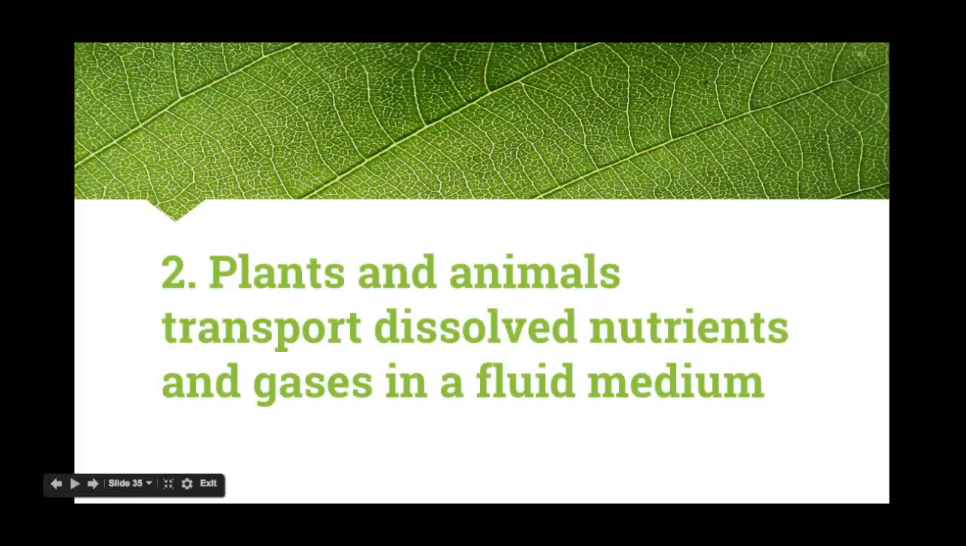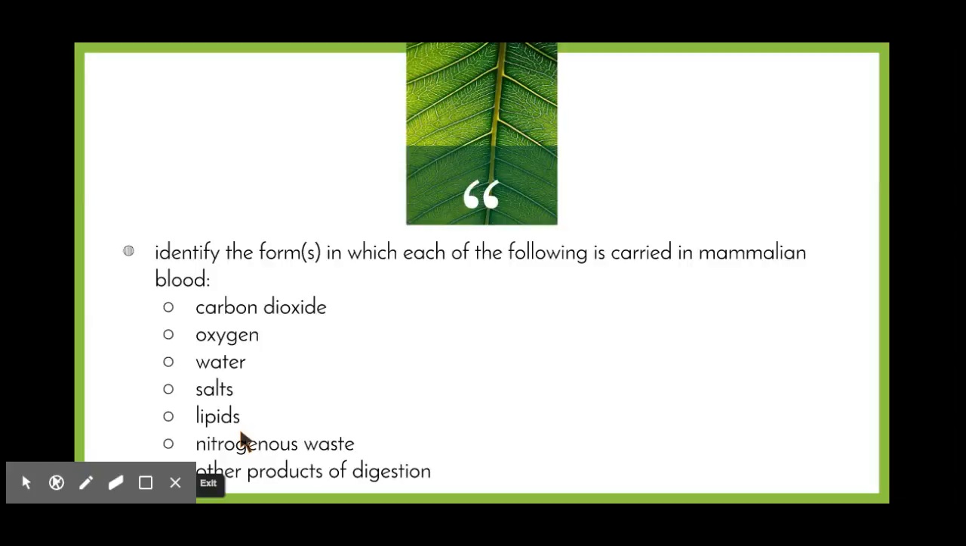We're now up to section 2 of the syllabus, which says that plants and animals transport dissolved nutrients and gases in a fluid medium. So the first dot point we're going to look at is: identify the forms in which the following are carried in mammalian blood. So we'll be looking at carbon dioxide, oxygen, water, salts, lipids, nitrogenous wastes, and the other products of digestion.